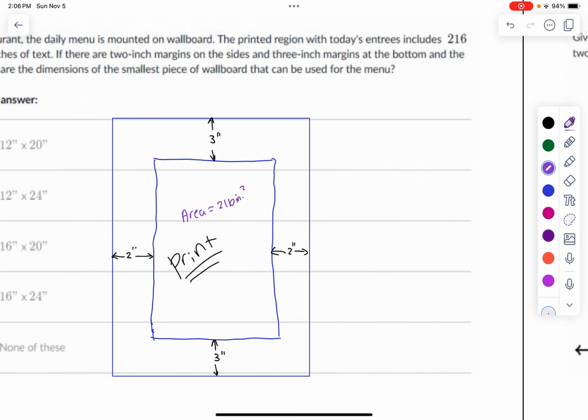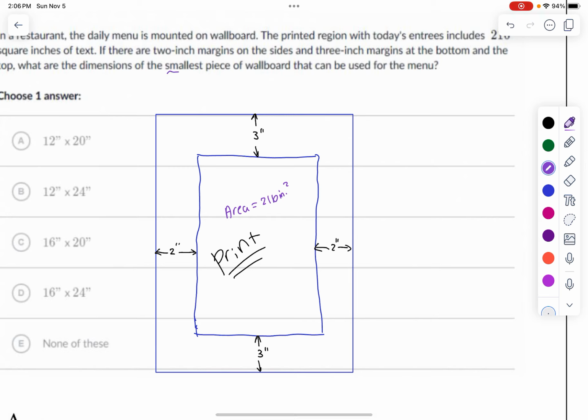Okay, so what do we need? We need a model to represent the area of this wallboard. So the smallest piece of wallboard implies that you're minimizing area. So I have to introduce some variables, and you could let your variables be the internal rectangle or the external. Since I'm trying to find the dimensions of the wallboard, I'm going to start by labeling those variables. So that's x. I'm going to call the height here y.